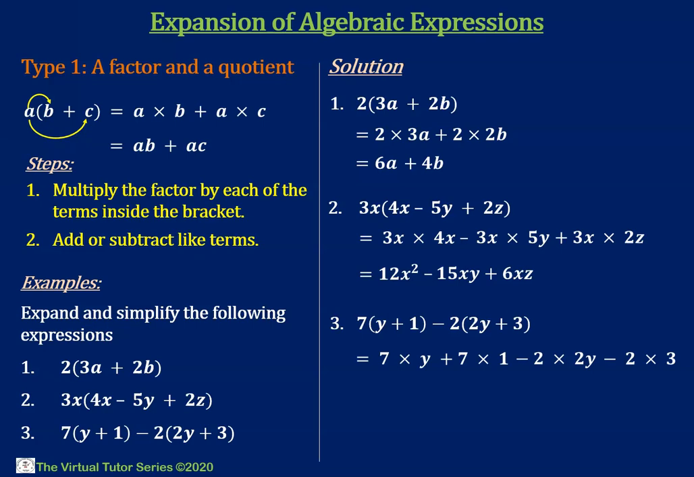7 times y is 7y. 7 times 1 is 7. Negative 2 times 2y is negative 4y. And negative 2 times 3 is negative 6. Since there are like terms, we need to move on to the second step by adding or subtracting the like terms. So we have 7y minus 4y to be 3y and 7 minus 6 to be 1.